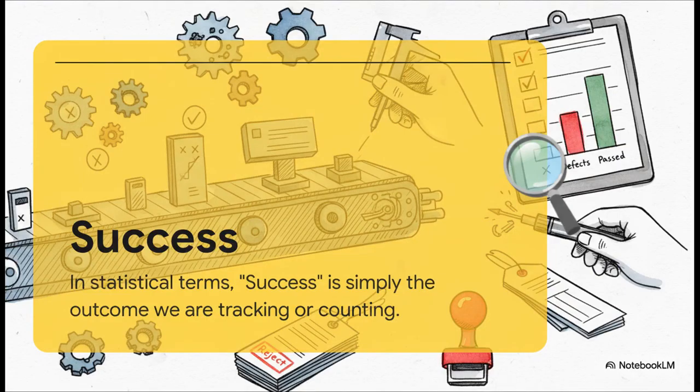And let's clear up a really common point of confusion right now. In statistics, the word success doesn't always mean something good happened. Not at all. It's just a label we give to the specific outcome we're counting. So if you're a quality control manager, your success for the day might actually be finding a defective part. It's all about what you're measuring.